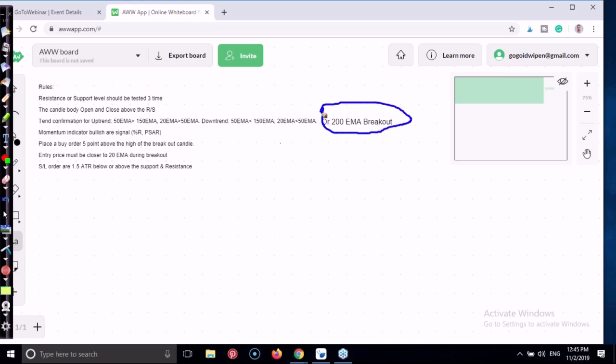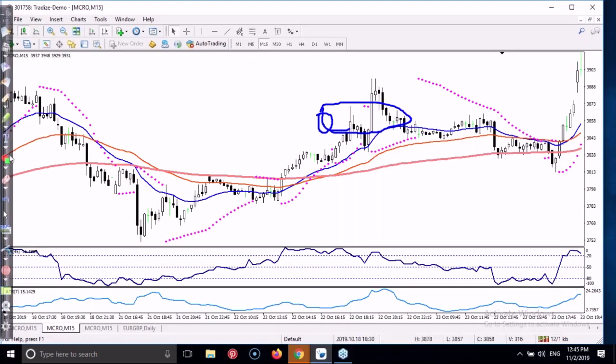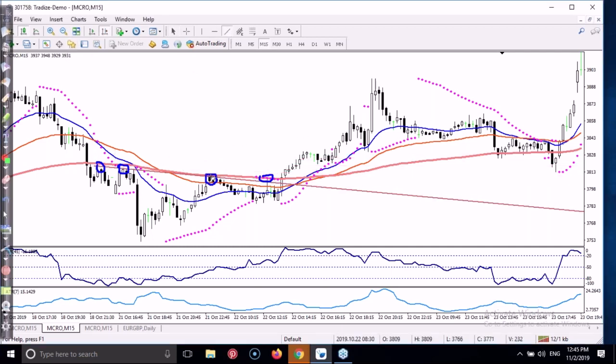We are looking for 200 breakout, right? Or here, or 200 EMA, even if price is running the opposite way, right? Let me show you a 200 EMA breakout. So now you can see, we have seen first swing point, second swing point, and the third point, and the fourth time we have seen here, they are testing. So let me draw a diagonal line here. So I just drew it by connecting.